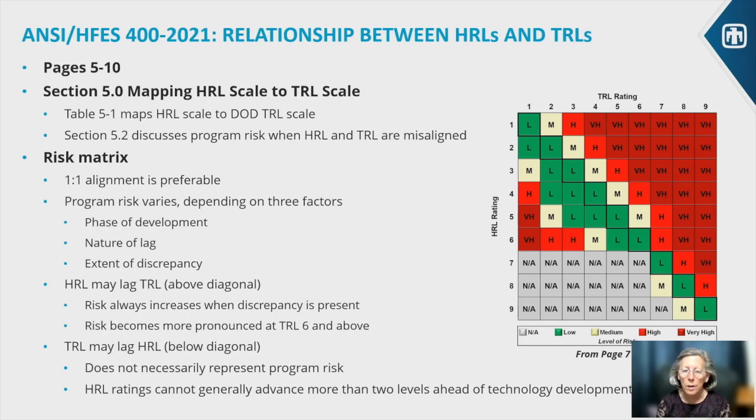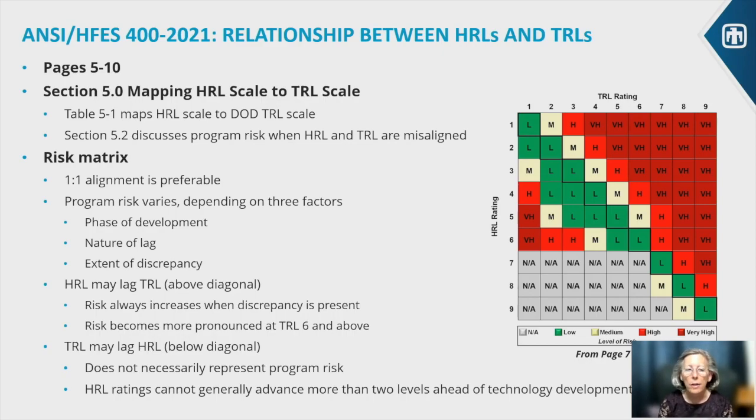So if you look at the diagonal with all the green blocks, that's the ideal state where the HRL and the TRL map 1-to-1. They're perfectly aligned. That's great. That's always good news. But now, if they're not aligned 1-to-1, the program risk is going to vary, but it's going to depend on 3 factors: the phase of development, the nature of the lag, is the HRL behind the TRL or vice versa, and then the extent of that discrepancy.